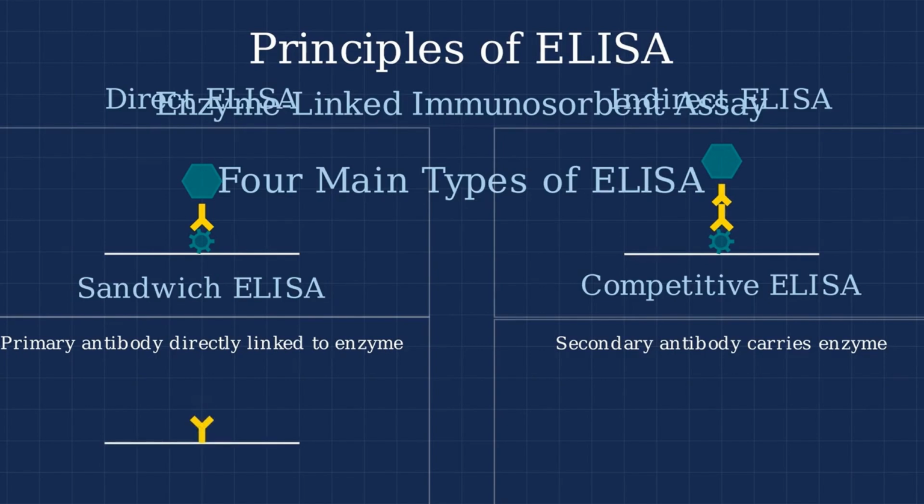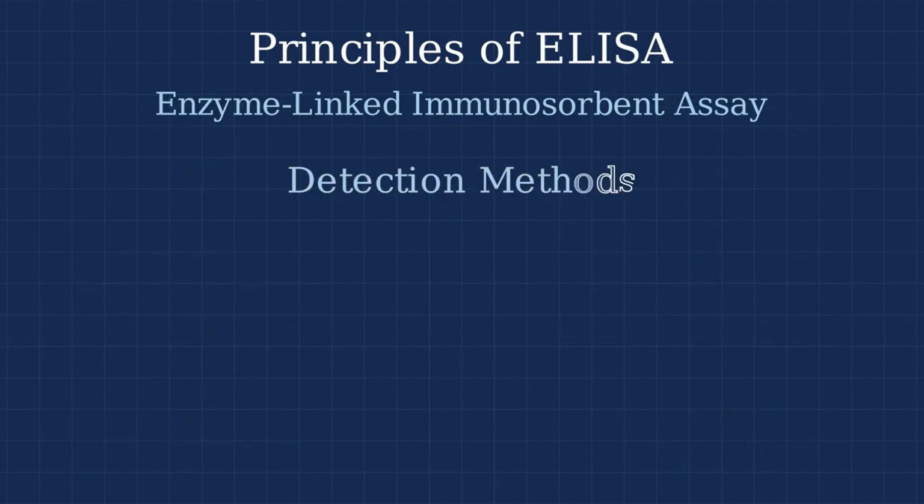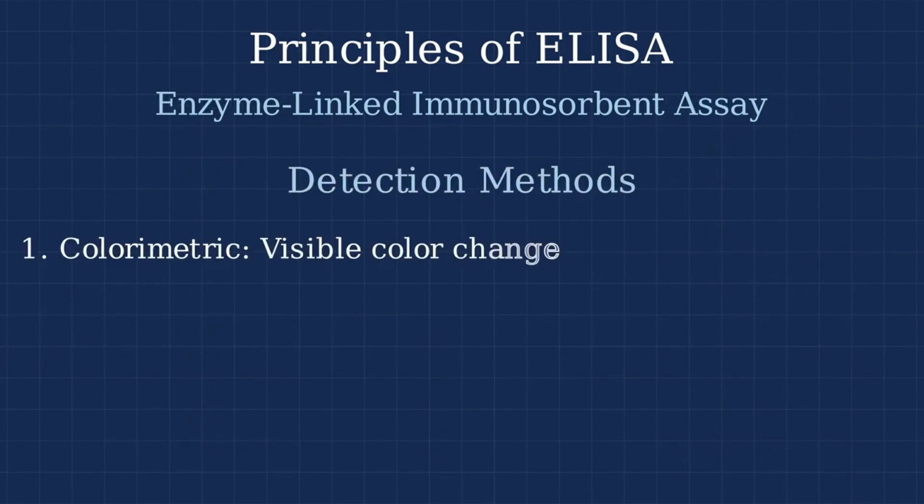In sandwich ELISA, the antigen is sandwiched between a capture antibody and an enzyme-linked detection antibody. Competitive ELISA involves sample antigens competing with reference antigens for binding to antibodies. ELISA uses various detection methods to amplify and measure signals.